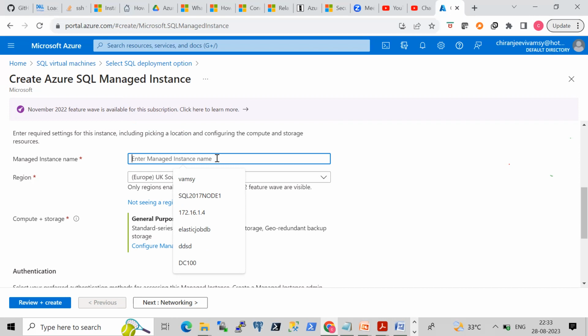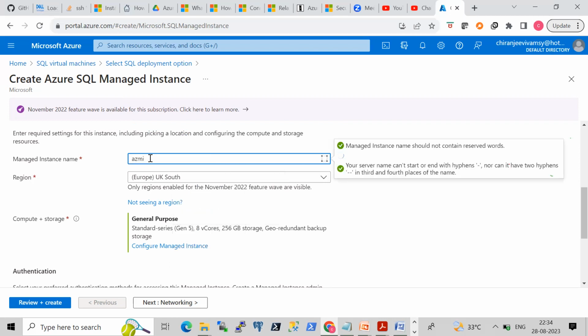Okay. As I'm working for Ireland, I can choose this option. So the MI name is up to you guys. You can let me know whatever name you want. I'll say Azure MI.